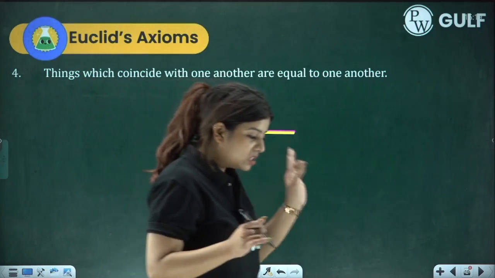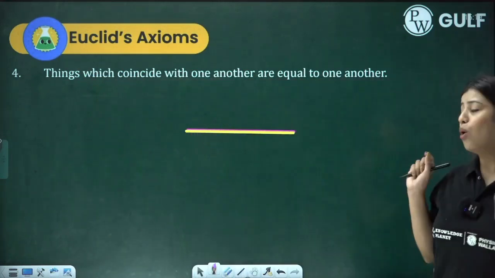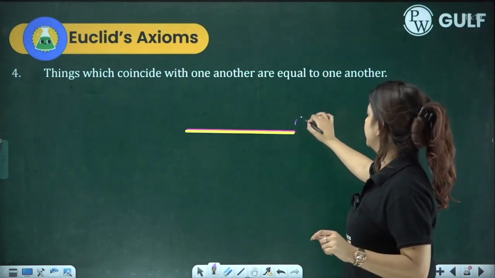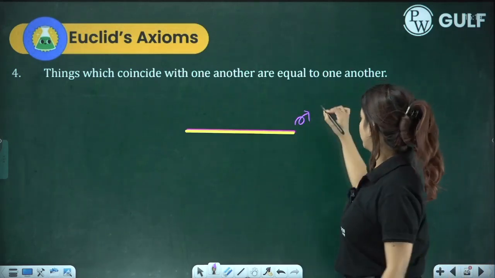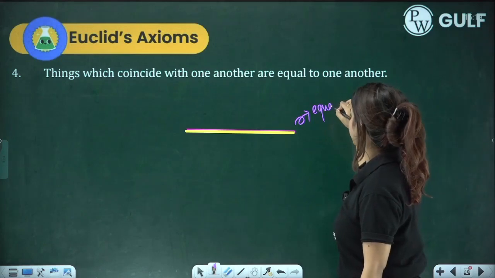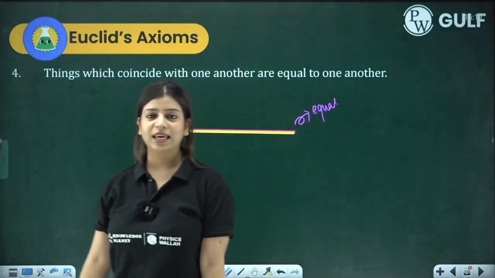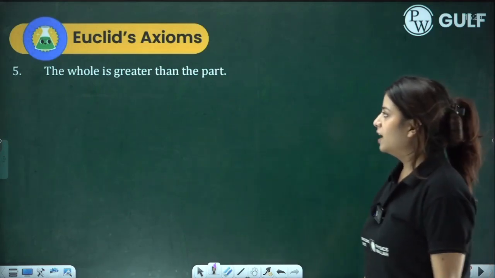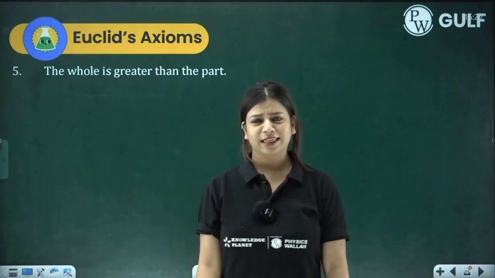Overlapping means the starting and the ending point of both the pink and the green line over here is the same. So we can say that both of them are equal. So the pink line will be equivalent to that of the green line. So this is the fourth axiom. The fifth is, the whole is greater than the part.